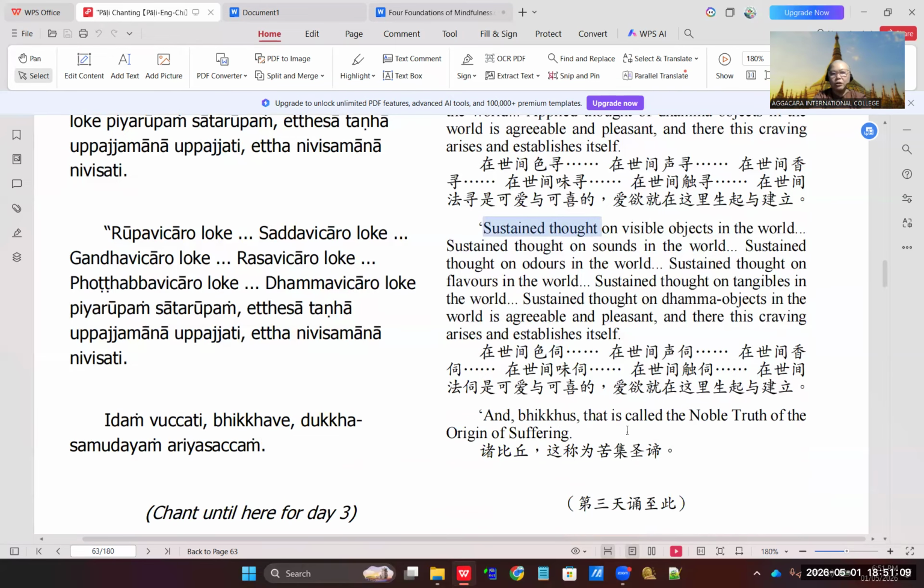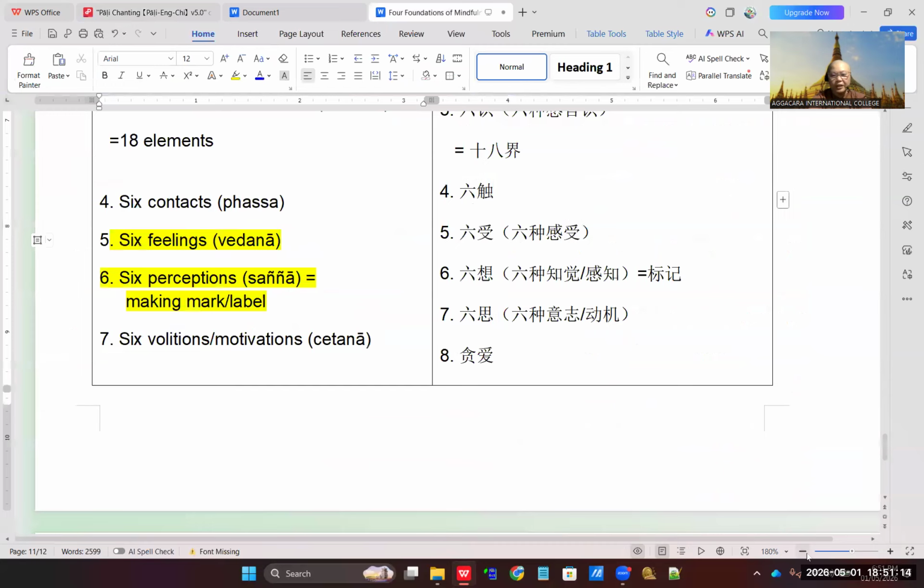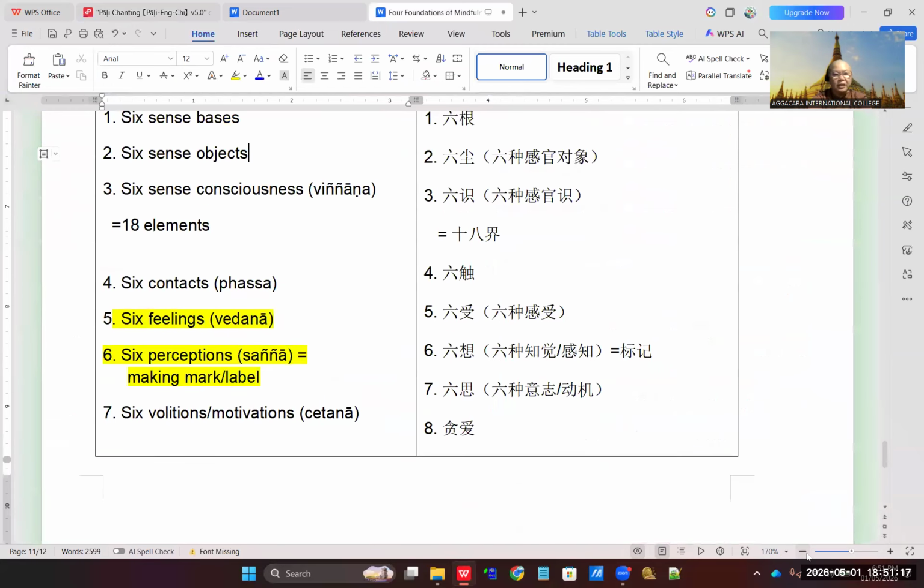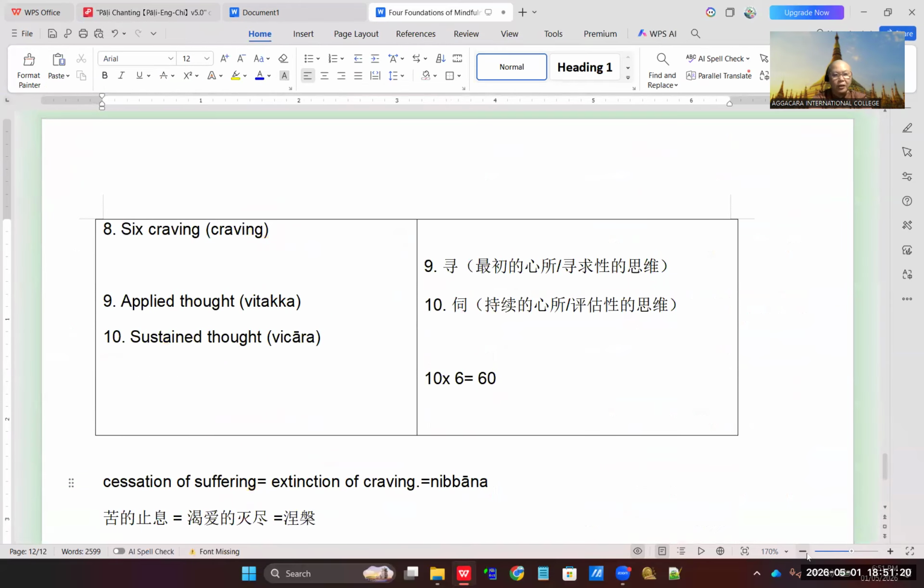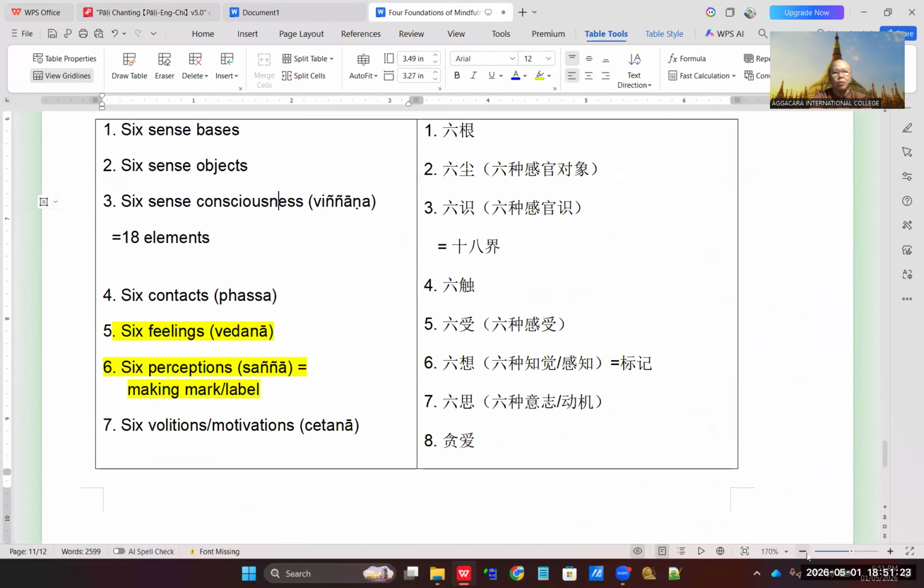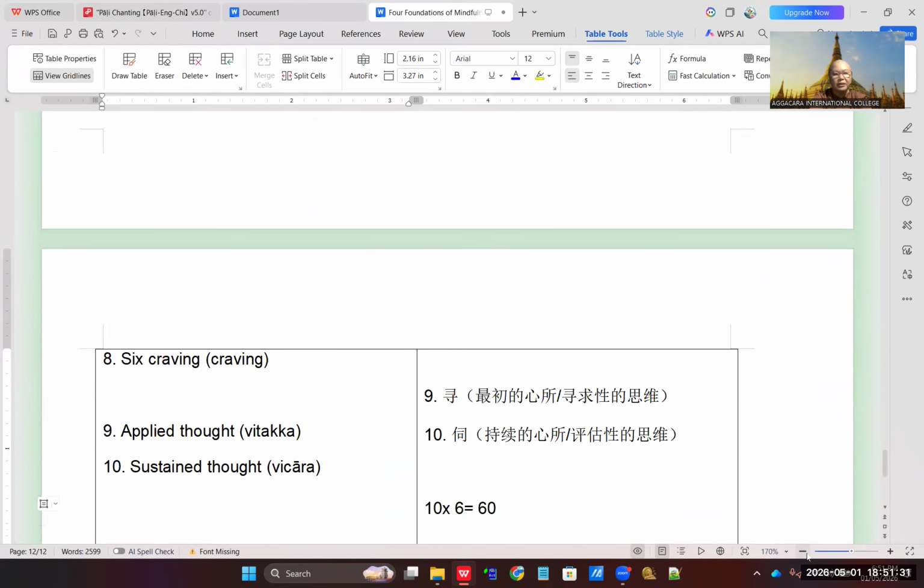Okay, so this is called the noble truth of suffering. So we look back. According to this text, we have bases, objects, consciousness, contact, feeling, perception, volition, craving, applied thought, and then sustained thought. All right, so totally there are 10. Ten times 6, so you totally have 60 objects.